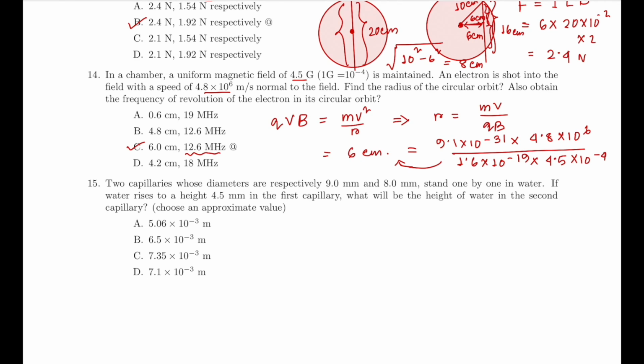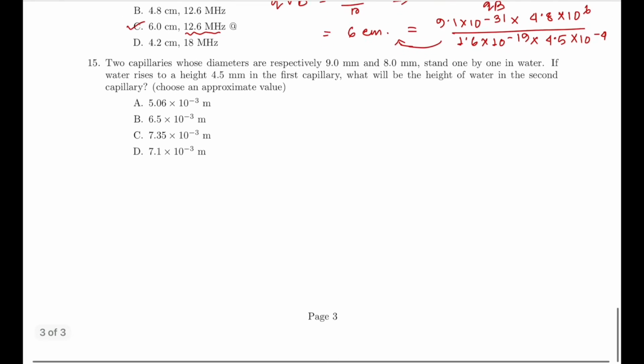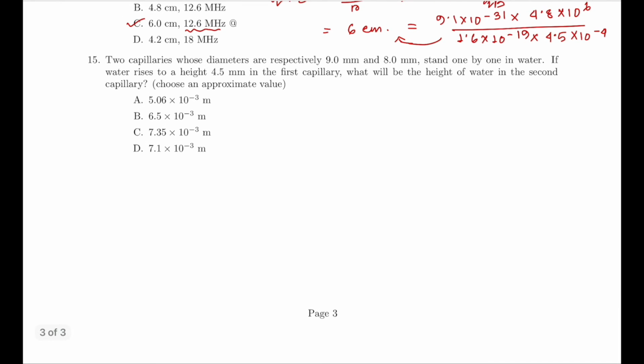Now 15th problem. Two capillaries whose diameters are respectively 9 mm and 8 mm stand one by one in water, and if the water rises to a height of 4.5 mm in the first capillary, this is 4.5 mm for example, for the second capillary, how much distance will it rise? Let's say this is h.